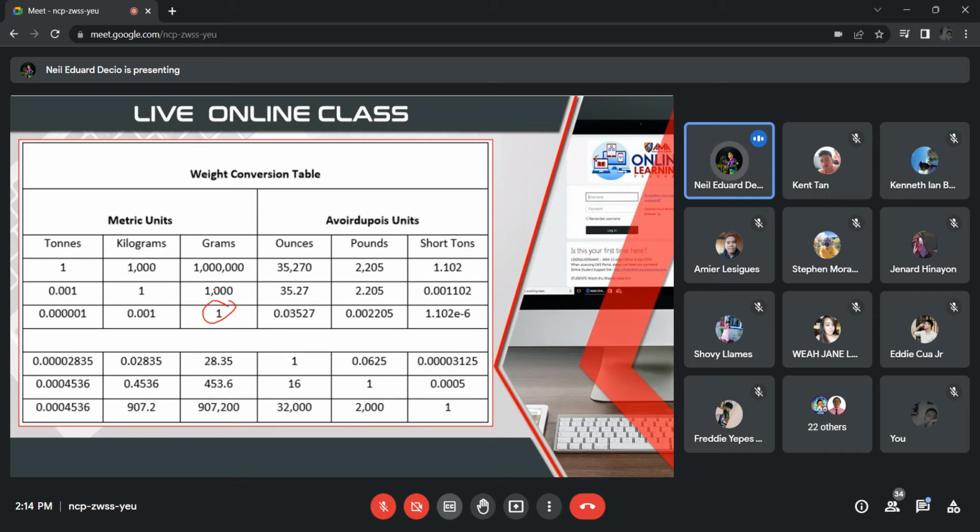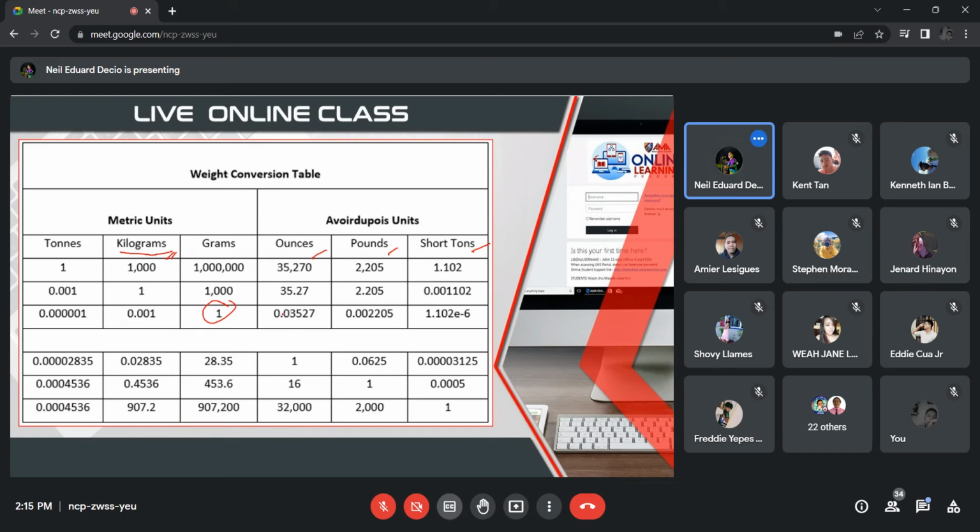And then meron tayo ditong prefix which is higher than a gram, yung kilogram. Okay, meron din tayong tons, which is actually times 1000 of a kilo. Okay. And then we also have the other weight units, which is ounces, pounds, and short tons. Okay. So just so you know the idea, 1 gram is equal to 0.03527 ounces.